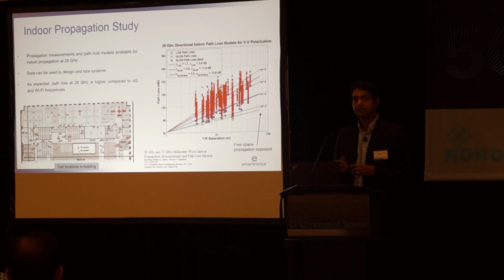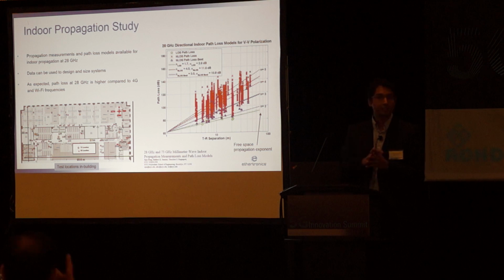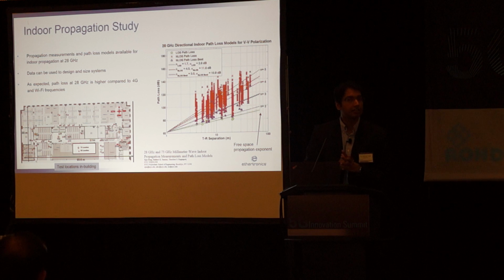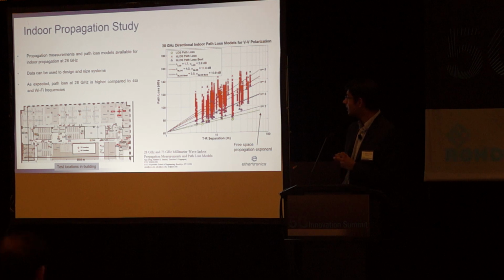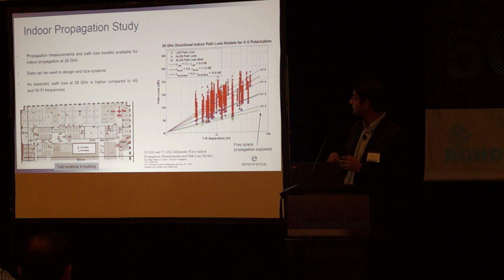Similar models and studies have been done for indoor propagation. This was a few years back. NYU Polytechnic School of Engineering did a pretty exhaustive study. I think it's about a couple of years of research work at 28 gigahertz and 73 gigahertz, characterizing indoor propagation models of what happens. In this particular case, they put different transmitters across an office building and an office environment, and they have several receivers.